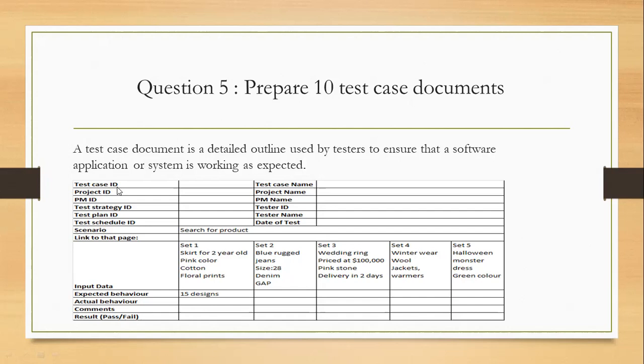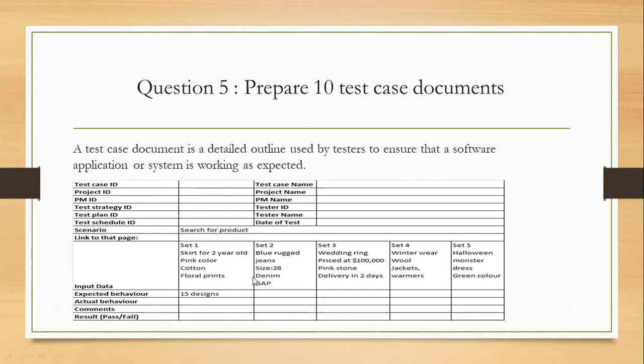You need to write in detail about the test case: test case ID, project name, test case strategy, test plan, test schedule, and scenario, that is, what feature you are taking. Here you can see searching for the products. We will mention the test case name and project name here. In the workbook, in the fifth chapter, we have an example for this test case; you can go through it. These are a few samples: set 1, set 2, set 3, set 4, set 5, examples for such a product.